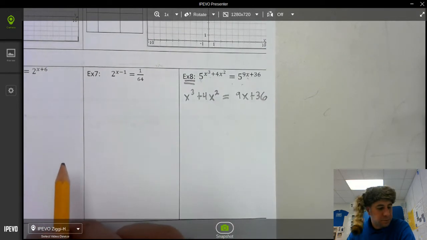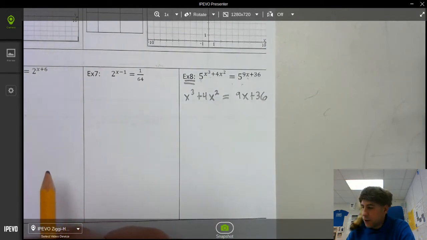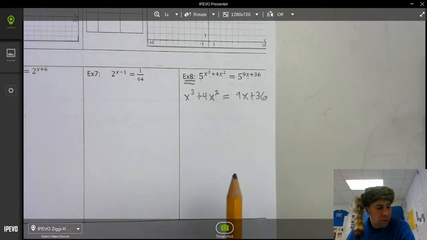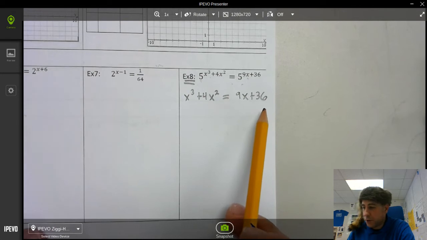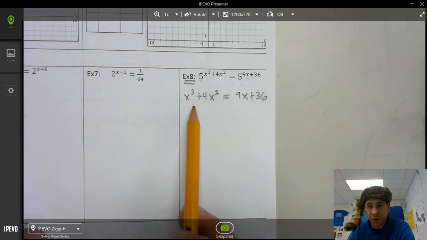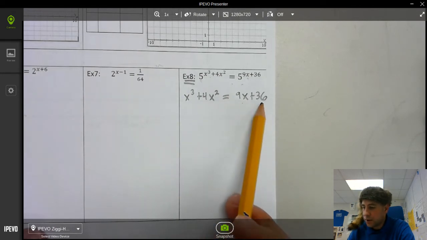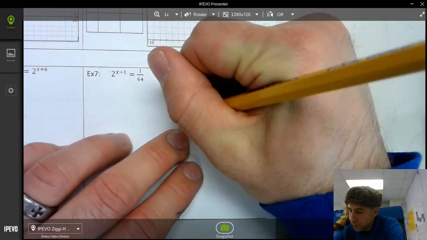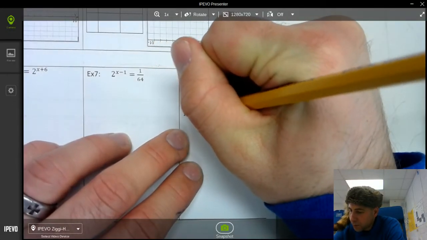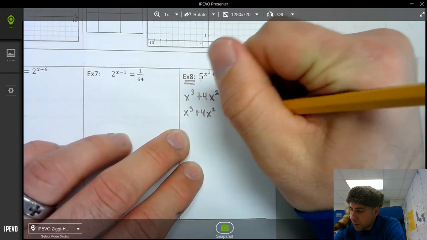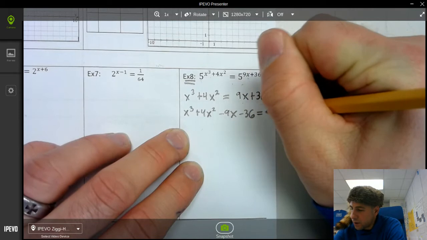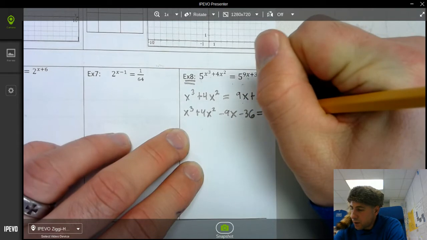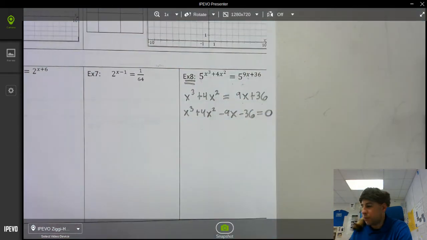All right. So here we see that we have 4 terms, okay? So what we need to do is we always want to move everything to one side. So we're going to subtract the 9x and the 36. So we get x cubed plus 4x squared minus 9x minus 36 equals 0.